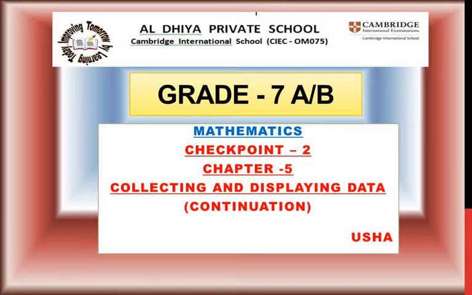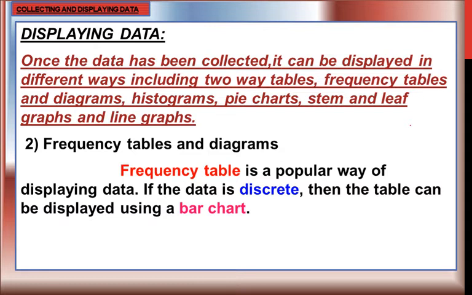Here we are going to continue our chapter 5, collecting and displaying data. In this lesson we are discussing how to display data after it has been collected. There are different ways including two-way tables, frequency tables and diagrams, histograms, pie charts, stem and leaf graphs and line graphs. These are the methods we are going to discuss here.